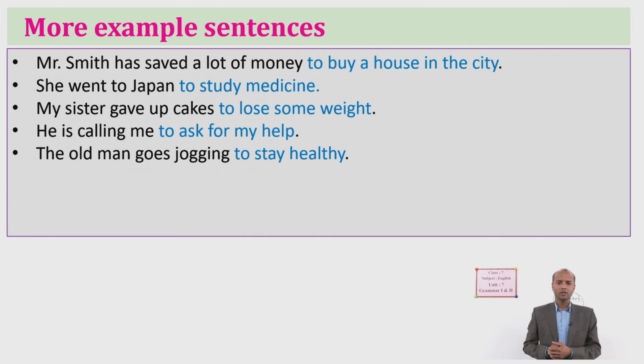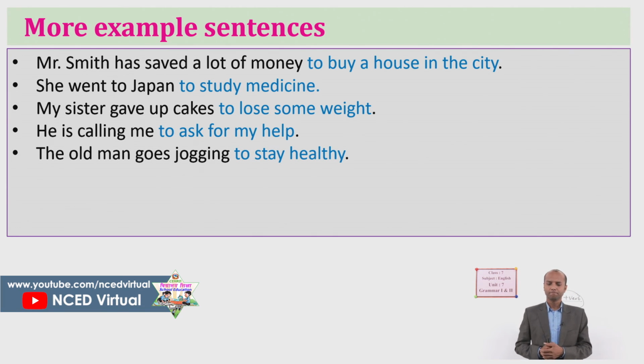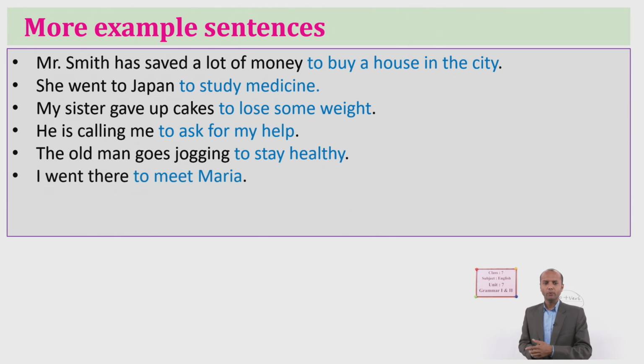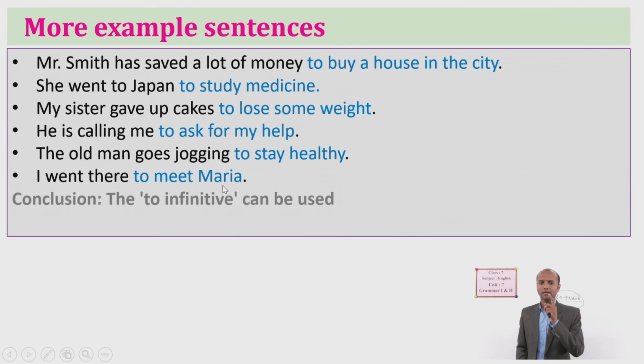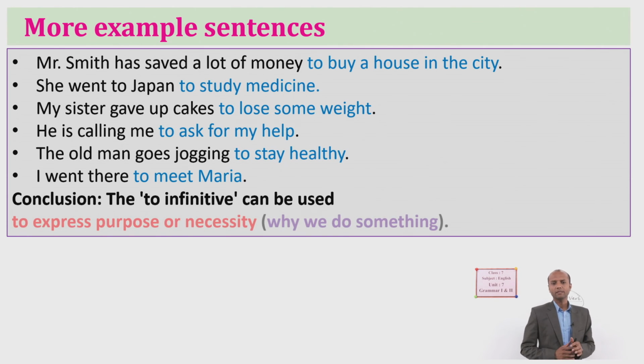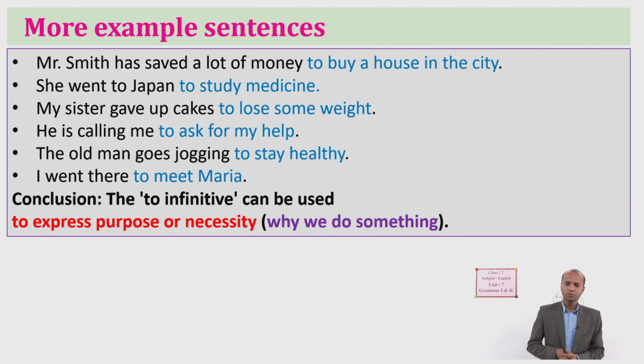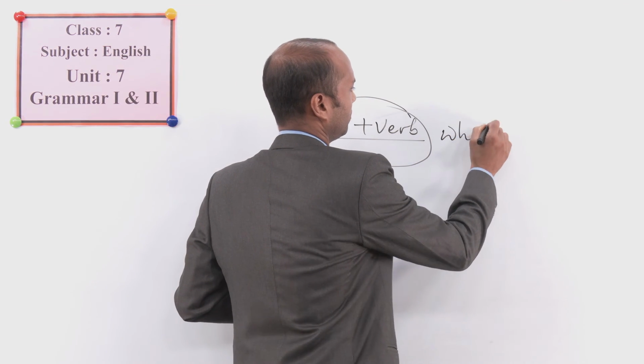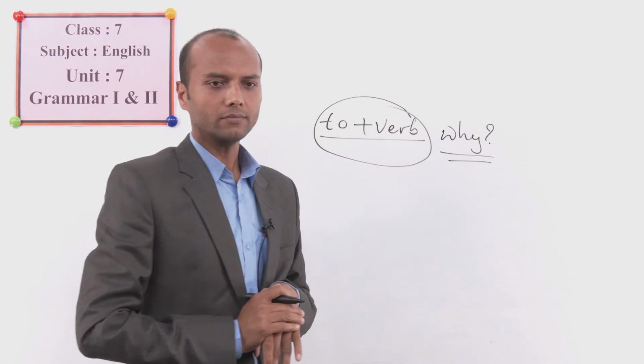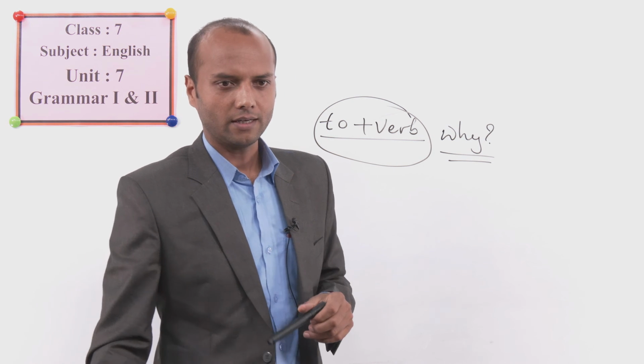The old man goes jogging to stay healthy. I went there to meet Maria. Why did you go there? If someone asks me, I say, okay, yes, I went there to meet Maria. This is the purpose, okay? So now this is the conclusion. We use the to plus verb construction to express our purpose or necessity. Why? Somebody is doing something. For example, look at this sentence again.